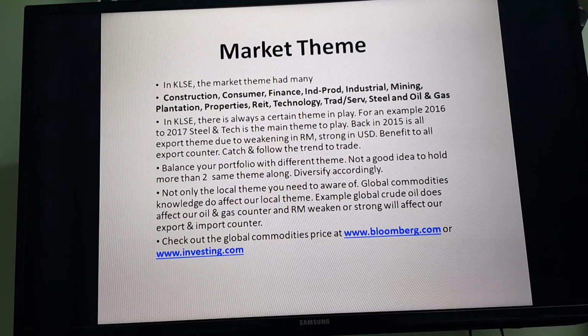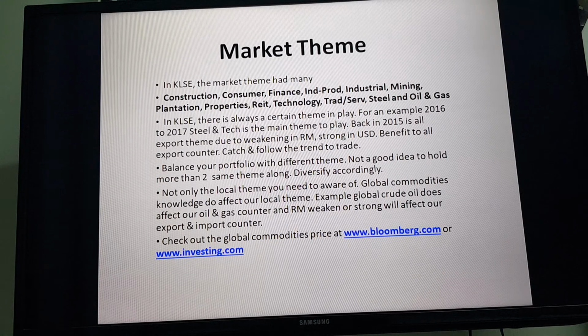Assuming you want to trade, you have a capital of, let's say, about 50k. You invest into 5 counters, but the 5 counters are the same theme. You invest 10k into GCAN, 10k into Econ Berhad, 10k into Suncon, 10k into Jaks, and 10k into another construction company, might be GBRS, something like that. So you see, you have 5 in your portfolio, all construction theme. So one day if construction dies, all your 5 invested counters die as well. That's why you need to diversify accordingly.